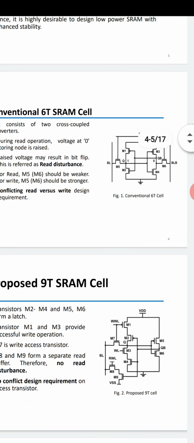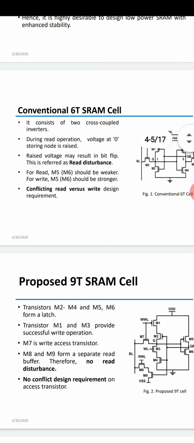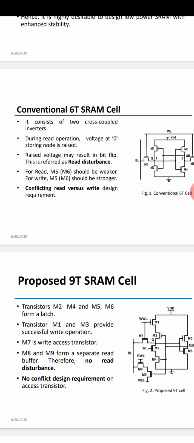This slide shows the schematic of the 6T SRAM cell. It consists of two inverters connected back to back and two access transistors. However, this cell has some limitations. One is the read disturbance problem and the second is conflicting design requirement on read versus write.